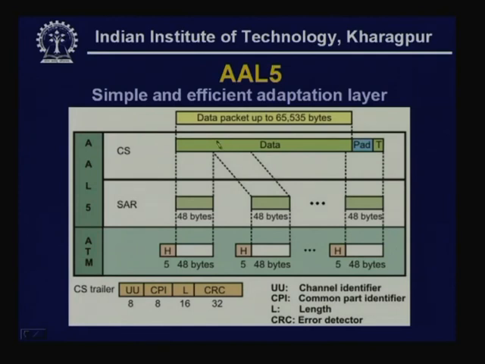Here also the data packets are up to 64 kilobytes, and here as you can see, there is no sequence number, no sequencing, and no flow control is needed, and that is why this is known as the simple and efficient adaptation layer, where there is no header or trailer, no error control or segmentation, no sequencing, and no error detection is performed. That goes to the ATM layer, which forms the packetization, then it sends it.